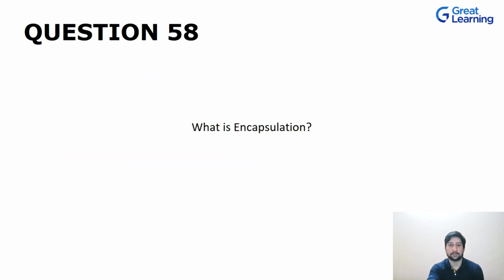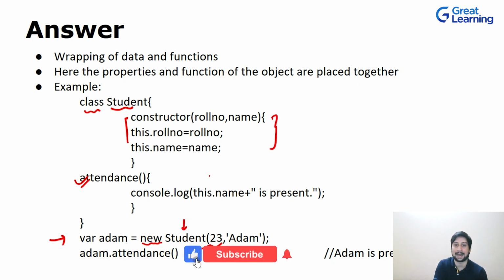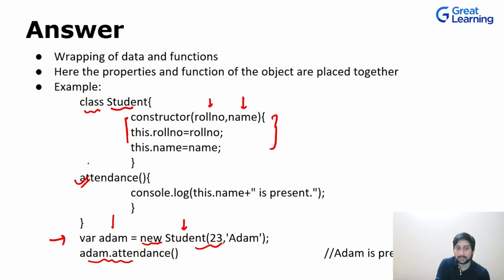Now let's move on to the next question, which is what is encapsulation? Encapsulation is when you have this class keyword that is used to wrap up your data. That means in your class student, you have a constructor, which we will talk about, and then you have this method, which is attendance. Then to create your objects, you will say var Adam, and you will create it with the help of the new keyword. You will use the constructor that you have defined over here, and you pass in two arguments, 23 and Adam, which are roll number and name. Then you call your method, attendance, with the help of this object, which is Adam.